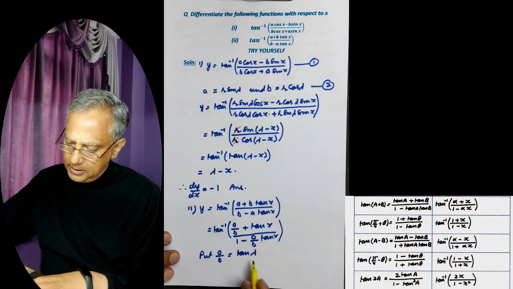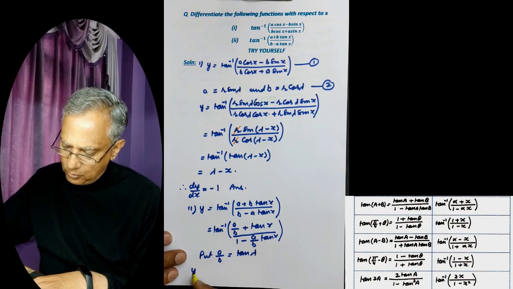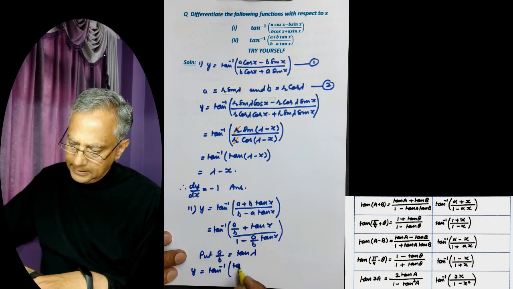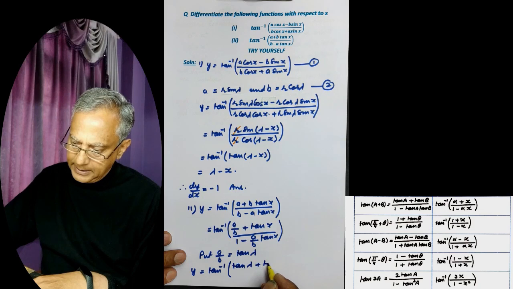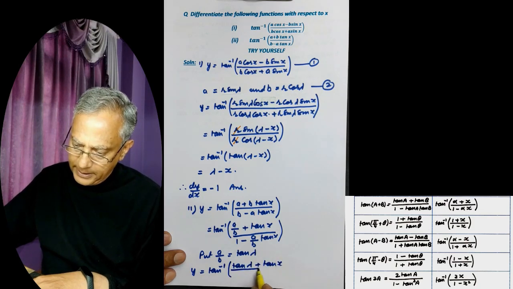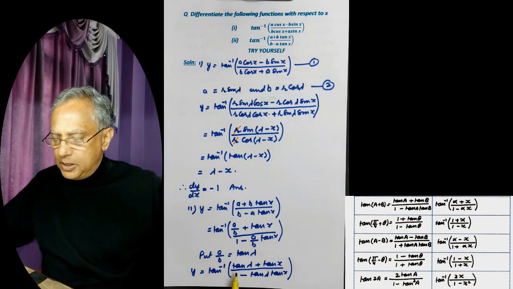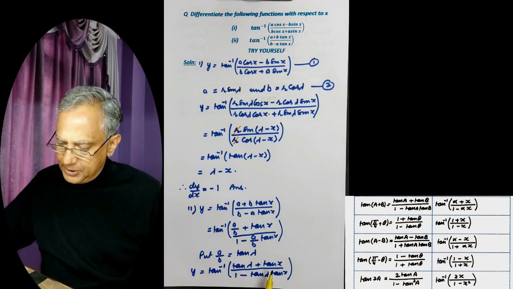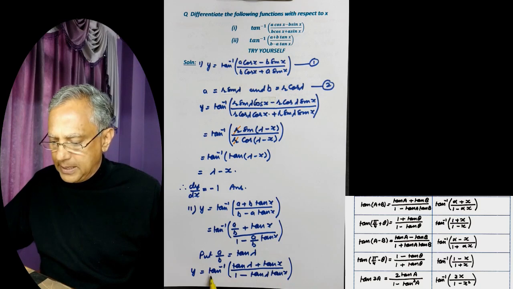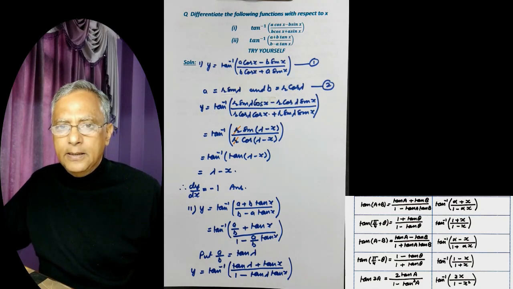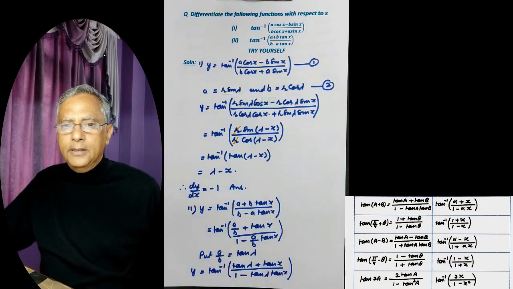Lambda is a constant. So what we get is y is equal to tan inverse of tangent lambda plus tangent x whole divided by 1 minus tangent lambda tangent x. And this is tangent of A plus B, that is tangent of lambda plus x. Tan inverse and tan of lambda plus x will give lambda plus x, and you can differentiate it and get the result. This you can try yourself.